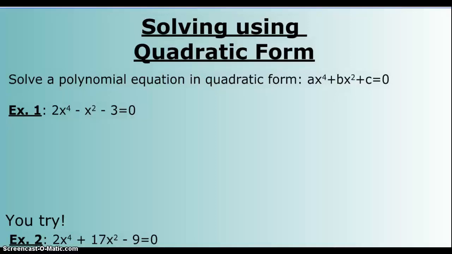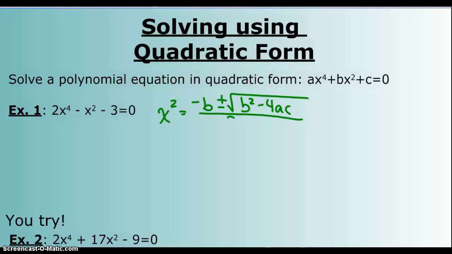This video is a nice review of the quadratic formula and grouping. So we're going to start by using the quadratic formula: x equals negative b plus or minus the square root of b squared minus 4ac, all over 2a. We could label here quickly: a is 2, b is negative 1, and c is negative 3.